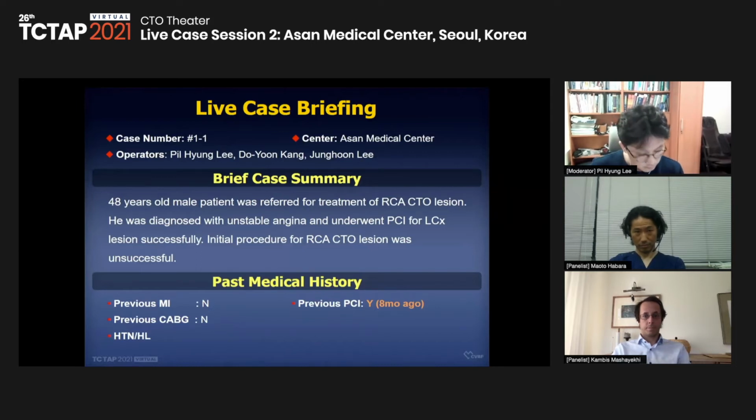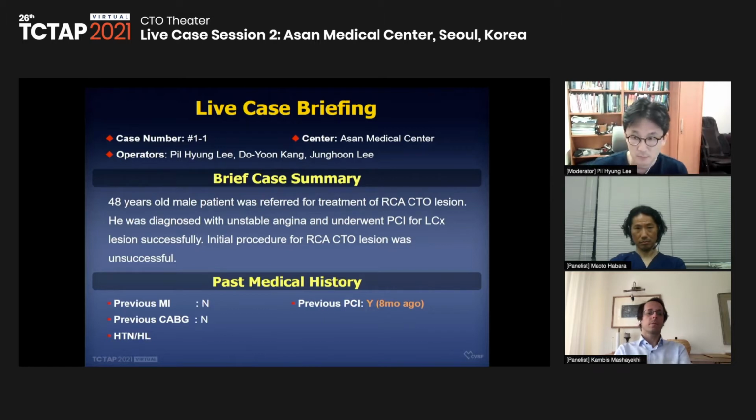This patient is a 48-year-old male. He was referred for the treatment of an RCA-CTO lesion from another hospital. He was diagnosed with unstable angina 8 months ago and underwent PCI for the circumflex. At that time, the operator tried to do the RCA-CTO, but it was unsuccessful. Today, I'm going to deal with this RCA-CTO.